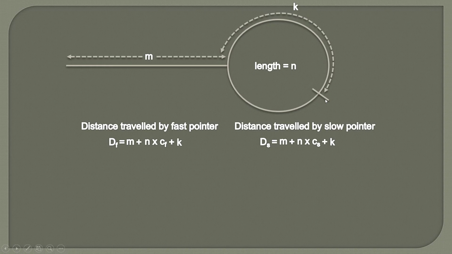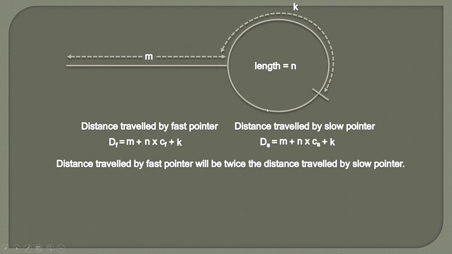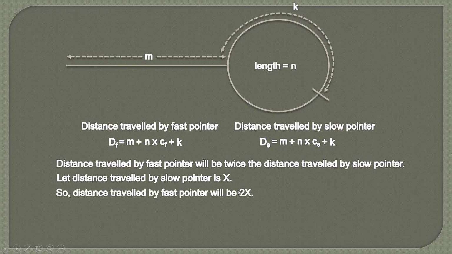Now, as we know that both the pointers start at the same point and meet at this point, the time traveled by both pointers will be the same, and as the fast pointer is moving 2 steps and the slow pointer is moving 1 step, the distance traveled by the fast pointer will be twice the distance traveled by the slow pointer. So let's say the distance traveled by the slow pointer is x. If the fast pointer moves at twice the speed of the slow pointer, then the distance traveled by the fast pointer will be 2x.